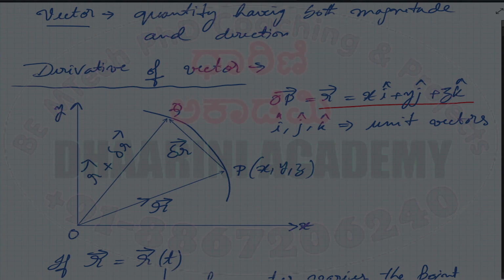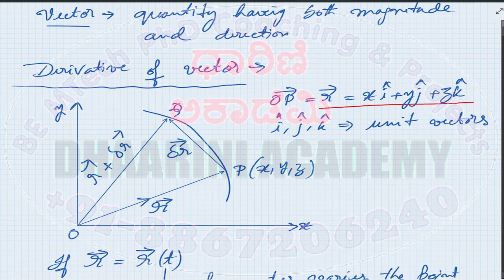Okay, the vector is a quantity which has both magnitude and direction, right? Magnitude is used to define the amount, and the direction tells you in which particular angle or which particular direction it has been applied. So that's what a vector is.